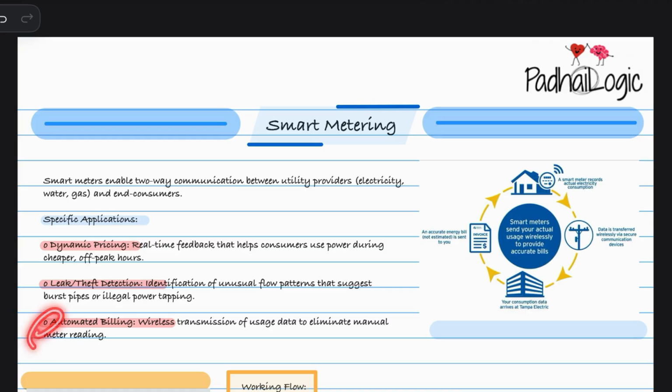Then comes the automated billing. So we are eliminating the manual intervention by entirely switching to wirelessly beaming, right, highly accurate real-time consumption metrics, which are directly related to the billing system. So there is a manual intervention that is eliminated using this.